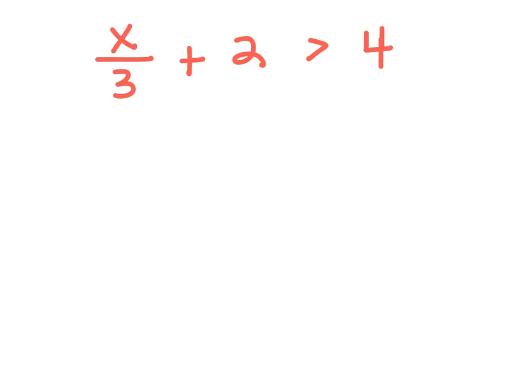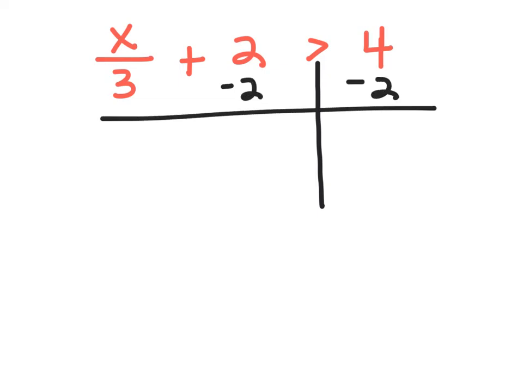Okay, I'm going to show you how to do one like this. So first thing, you set it up the same way. Draw your line through the inequality symbol, and let's subtract 2 from both sides. When I do that, I end up with x over 3 equals 2.